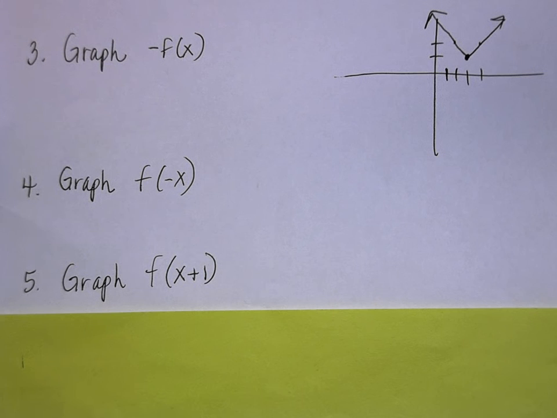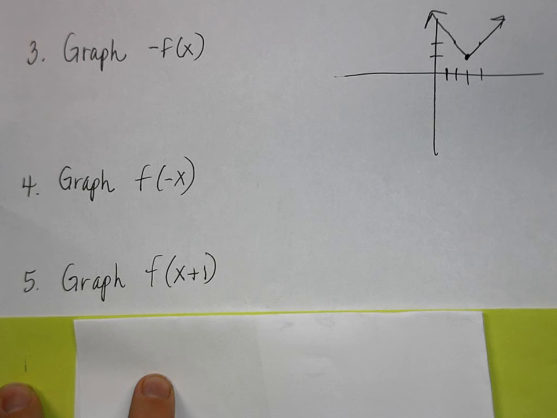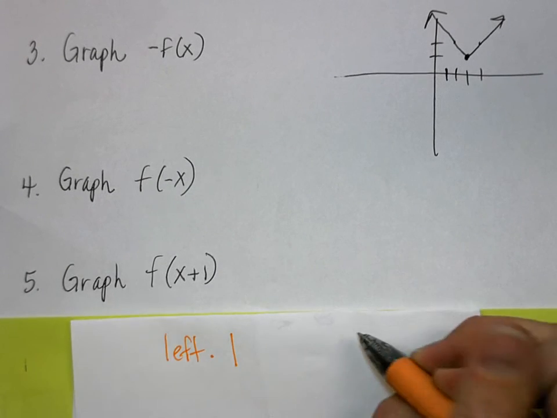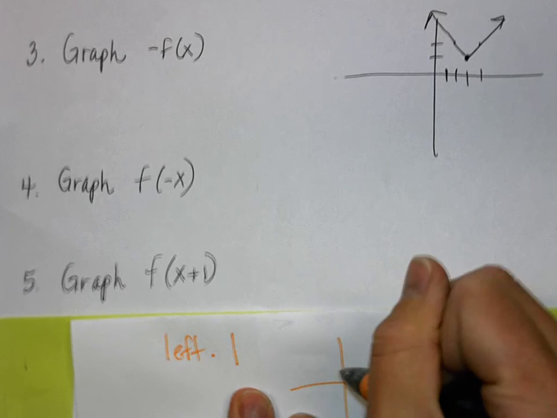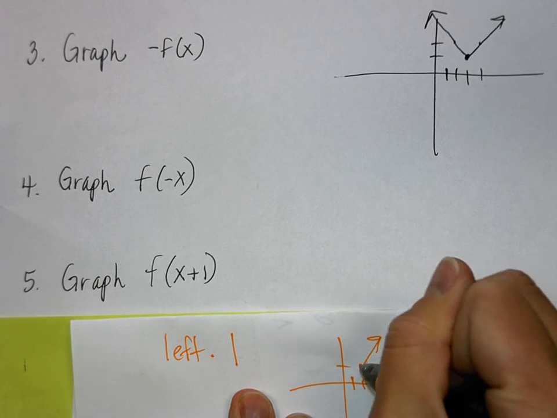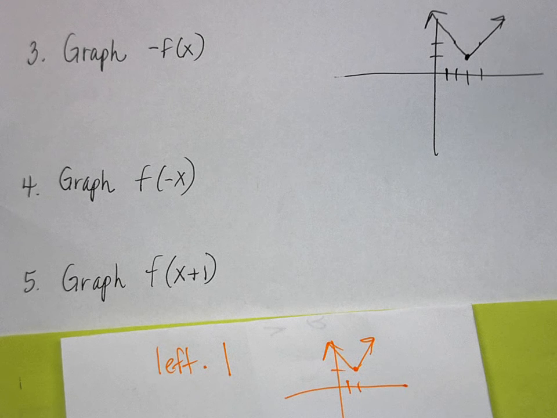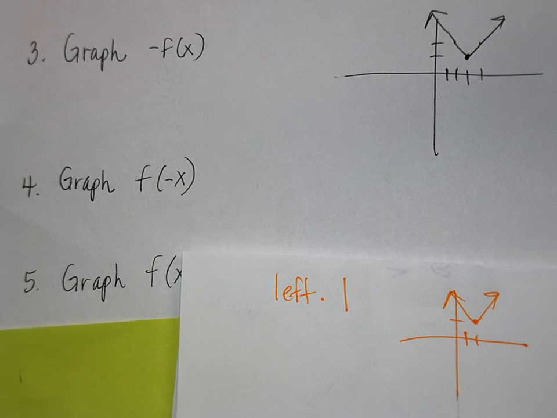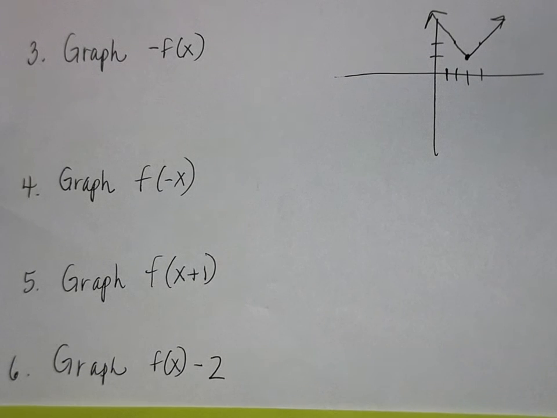So, look, remember that whatever's in parentheses, you end up doing the opposite. So the x plus 1, this is where you would go left 1. And so it should be at 2, 1. I'm sorry, I didn't see it correctly. Okay, are we good with that? Yes? Okay, so now what happens when you have f of x minus 2?